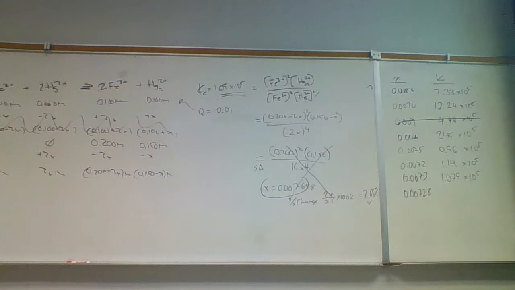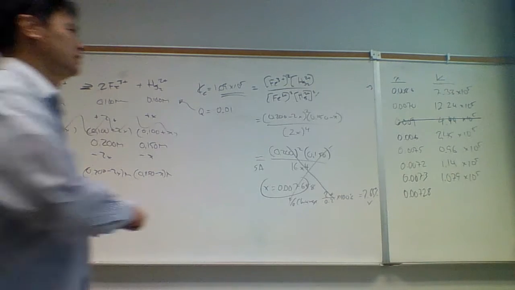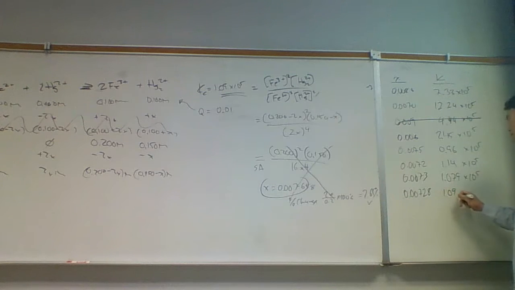times 2 minus 0.2, square that, times parentheses point. 728 times 2 is 1456. 1.0, 1456 squared. It doesn't do parentheses very well. 1.0. Well, we need 1.09 what?